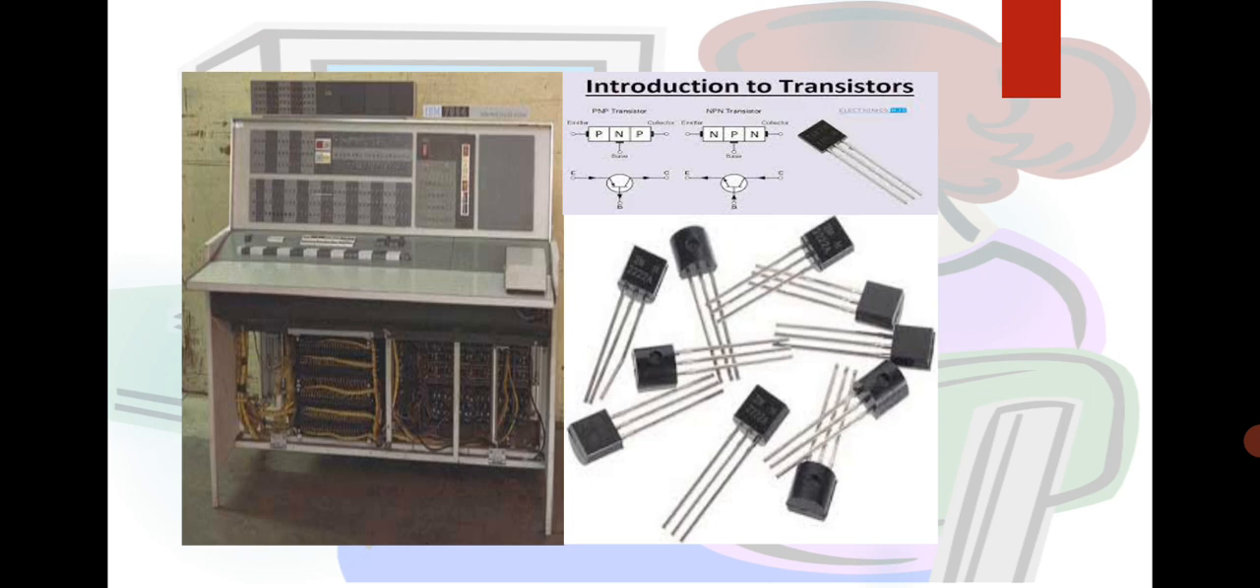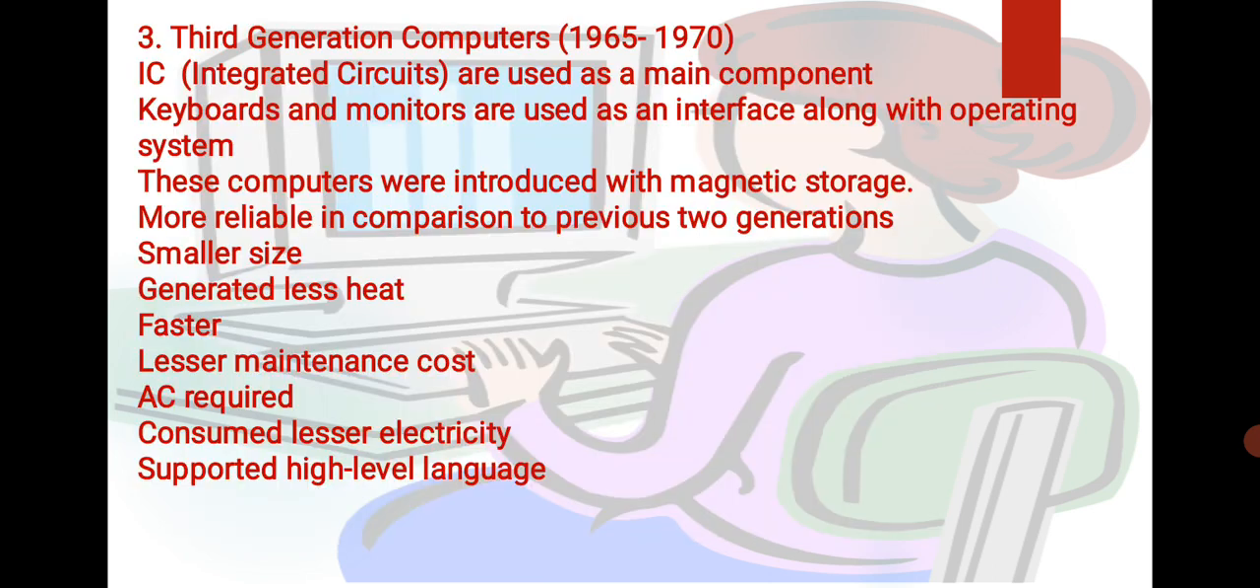Now children, I will discuss with you about third generation of computers. Third generation computers. Duration 1965 to 1970. IC, full form of IC is integrated circuit, was invented and it was used as a main technology or main component in the third generation of computers. So we can say, ICs are used as a main component.